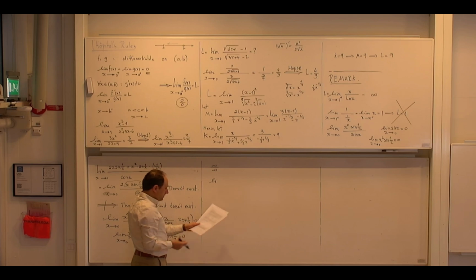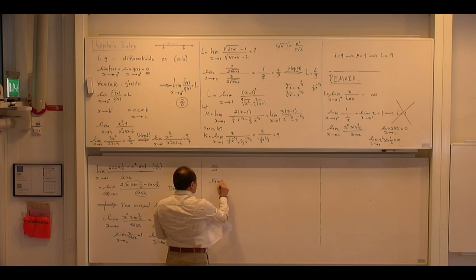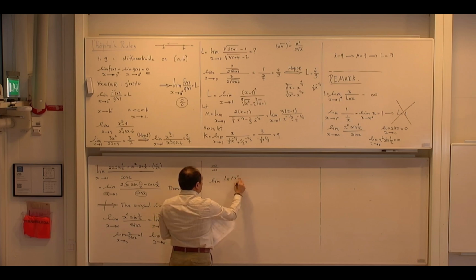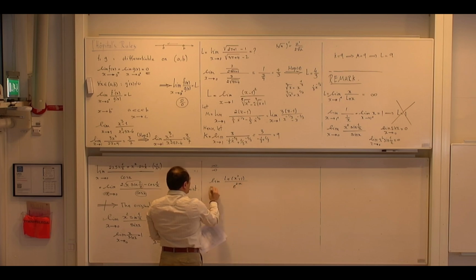So let me solve one example for you. So example number 7, it is the limit of ln of x squared, for example, plus 1 divided by e to the power 2x, and then x goes to infinity.